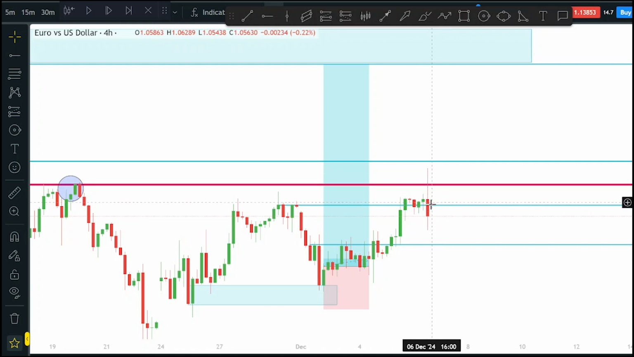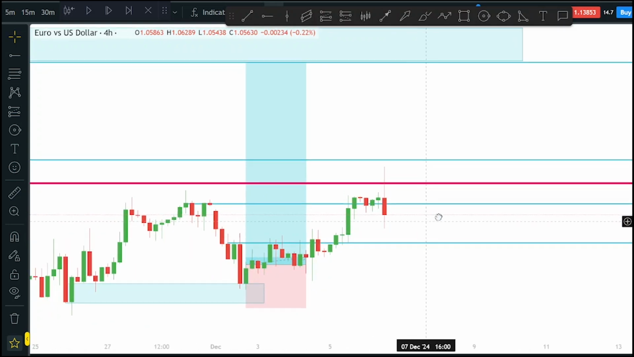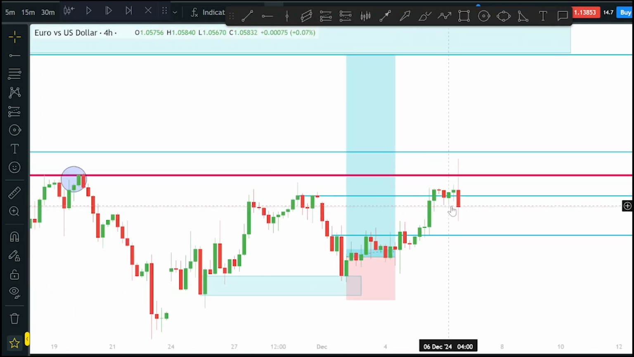Then when we started moving down, we also broke our previous open of the candle, which changed the color to bearish. This is a sign that the market is going to go down. I have to leave the market immediately.